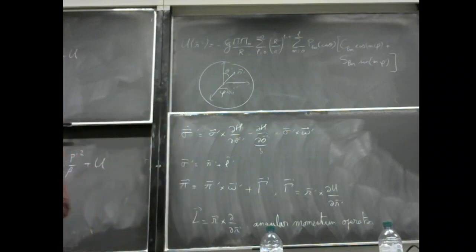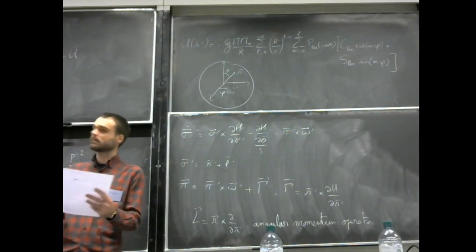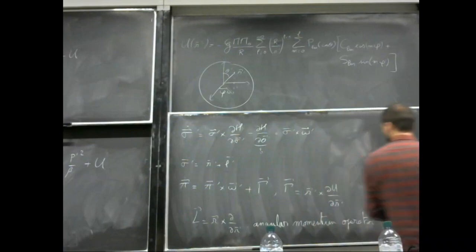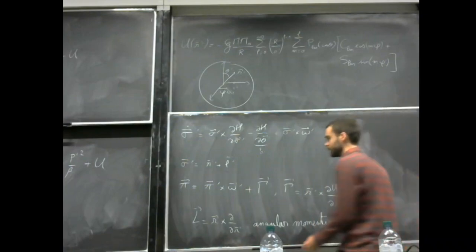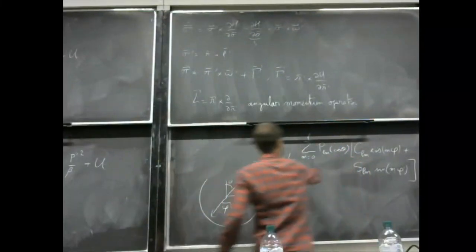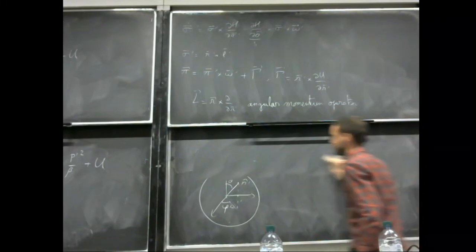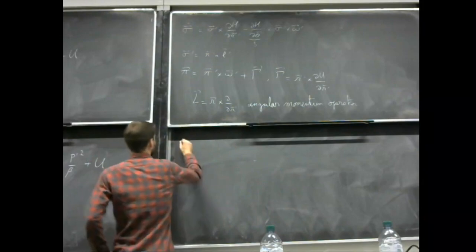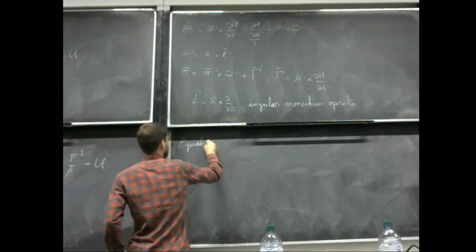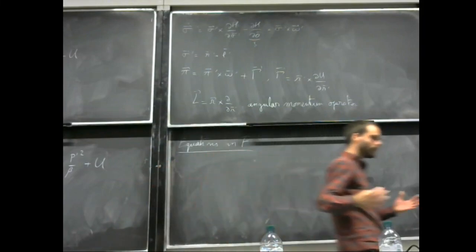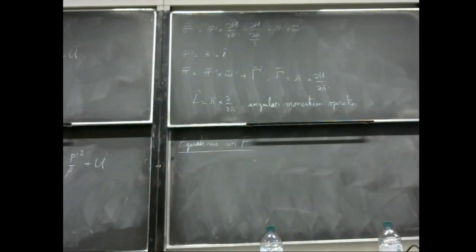Where are my notes here? I would like to still finish the rotation in the body fixed frame, just also for you to see how we compute the derivative with respect to theta. So, equations in F. Because afterwards, we will look at the rotation motion, assuming that there will be this criterion, let's say.